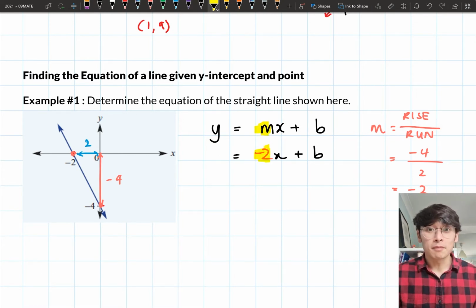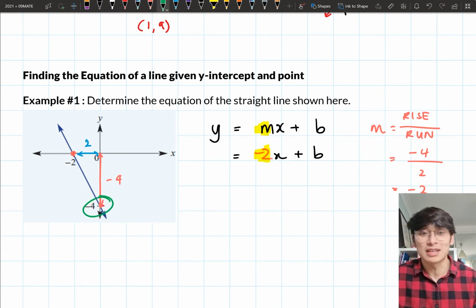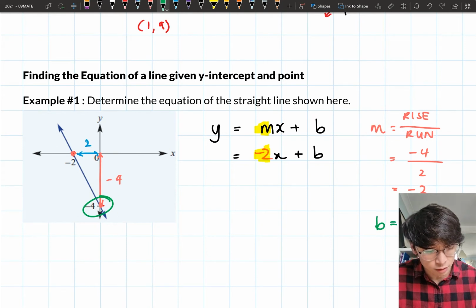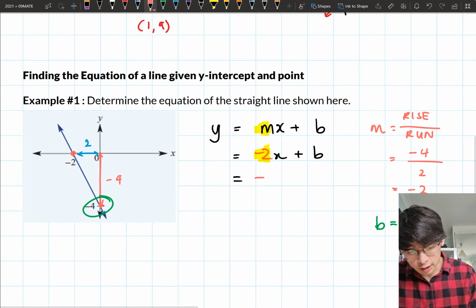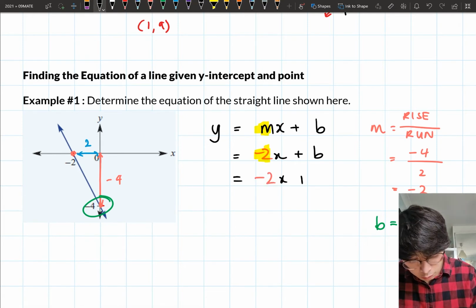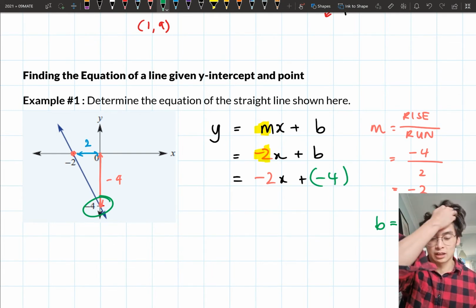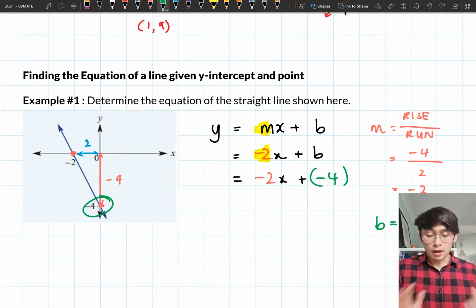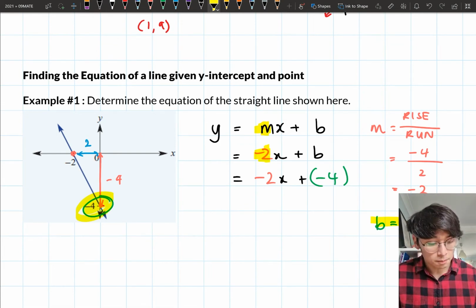Now the next part is we want to find the y-intercept. Now here, what I said earlier was the y-intercept was already given to us. It's -4. So I'm just going to have b is equal to -4. And so for my equation, I'm just going to write -2x plus -4. And we're almost done here. We just need to fix this up a little bit to make it a little bit cleaner. In that step, we read off the diagram what the y-intercept was. So b was equal to -4 and we just substituted it straight in.